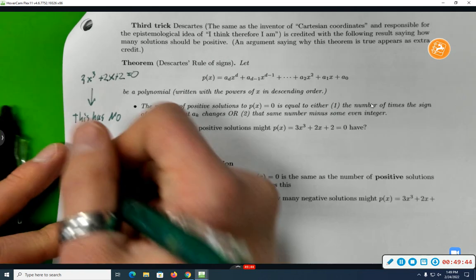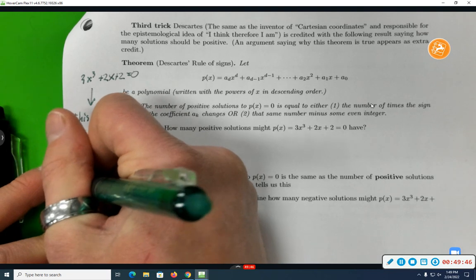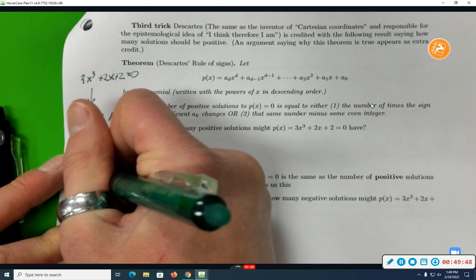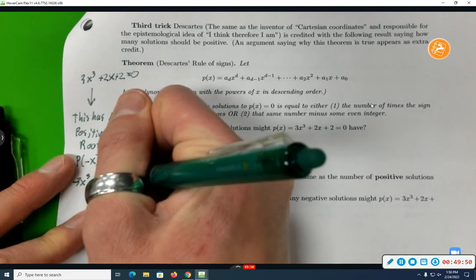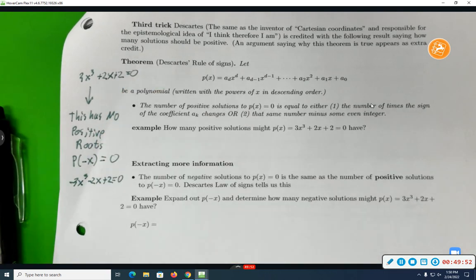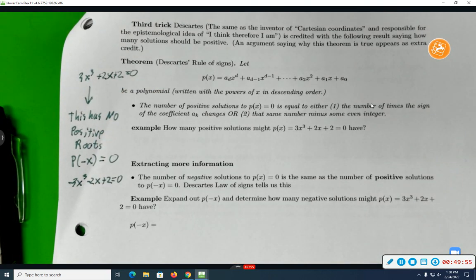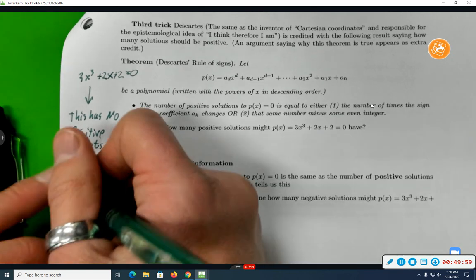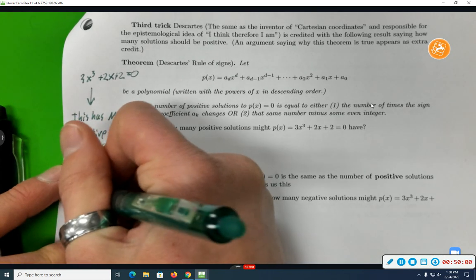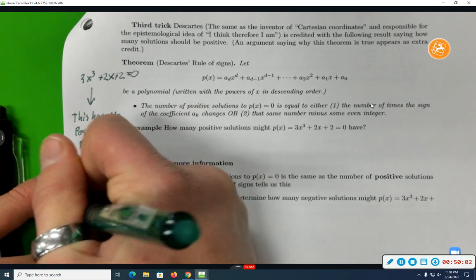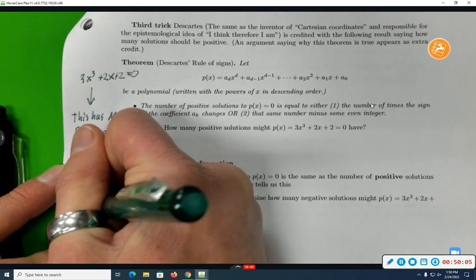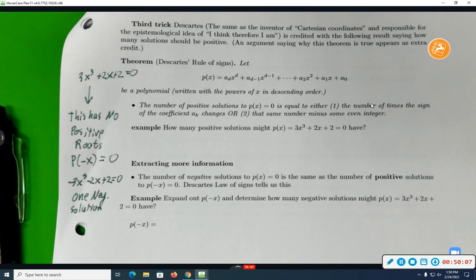So if you do that, you get negative 3x cubed minus 2x plus 2. Does the sign ever change from positive to negative or negative to positive? Yes. How many times? Once. So this has one negative solution. And we'll come back to that next time.